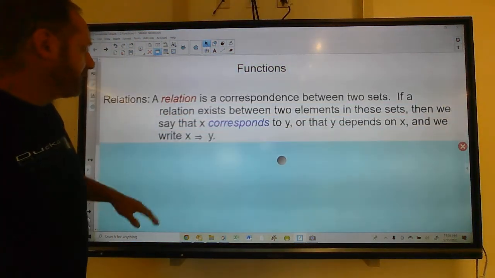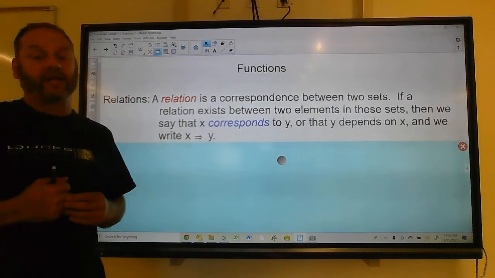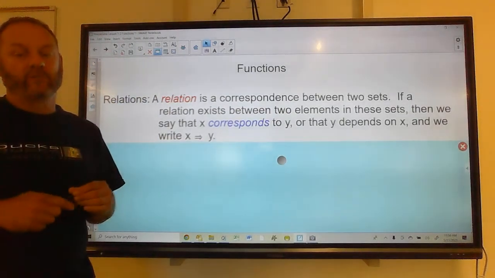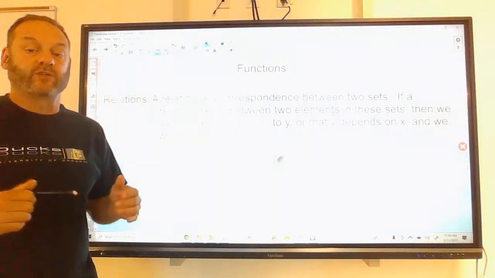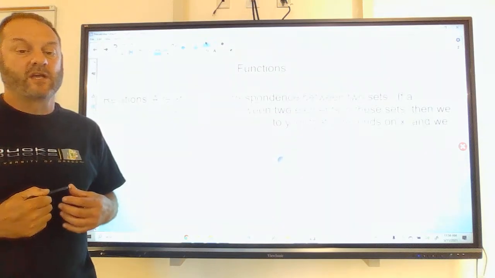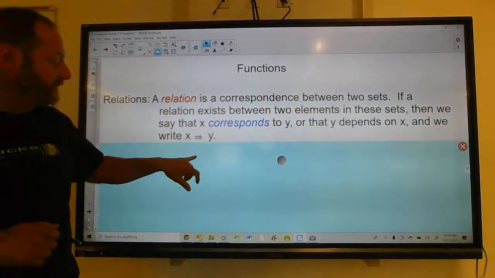So, first of all, what's a relation? A relation is a correspondence between two sets. So, if a relation exists between two elements in these sets, then we say x corresponds to y, or that y depends on x. And we write x implies y. This little arrow like this means implies.